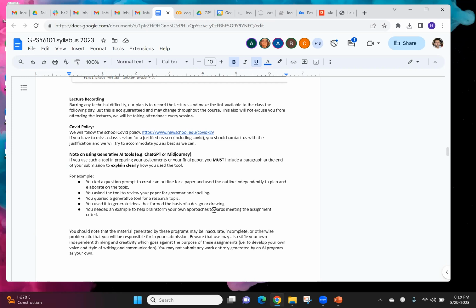However, if you do use this system, you have to have a paragraph at the end of your submission and explain very clearly how you used it, right? If you don't, we'll count that as plagiarism.